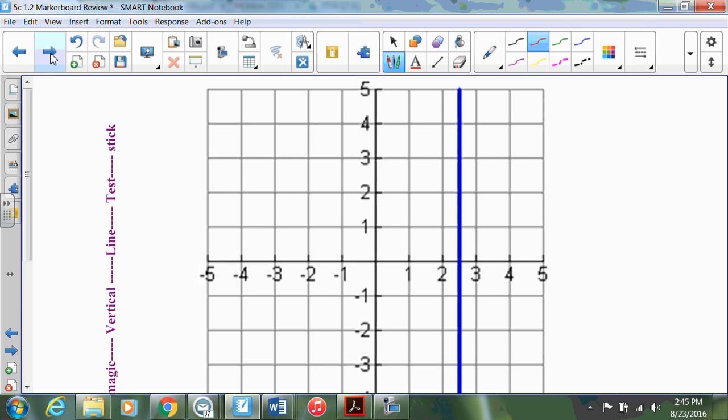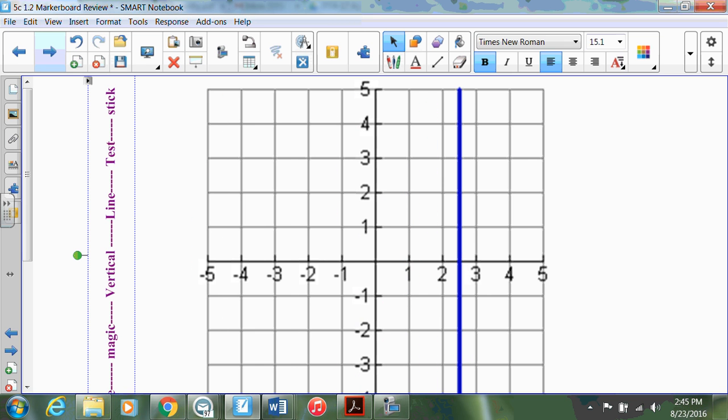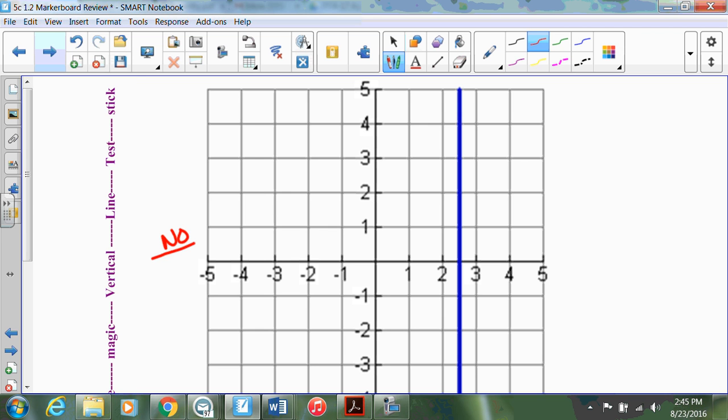Okay, and our last one, if you put the vertical line over our vertical line, you can see that tons and tons of points are being intersected. No, it is not a function. So in this case, the line x equals 2.5 is not a function.